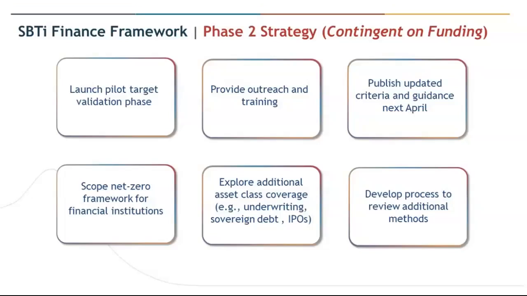The UNEP-FI Net Zero Asset Owners Alliance was mentioned earlier. We are planning to scope a net zero framework for financial institutions as well, to work in parallel with our net zero work and standard development for companies. We're also considering additional asset class coverage, and so we're in conversation with some insurance sector companies and stakeholders around underwriting. We're considering some other possible additional asset class method development.